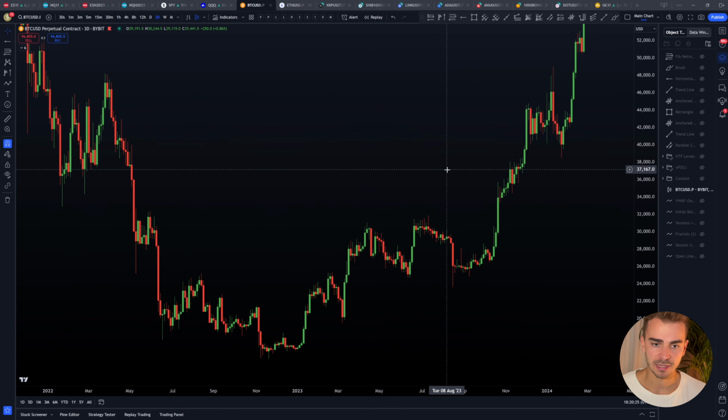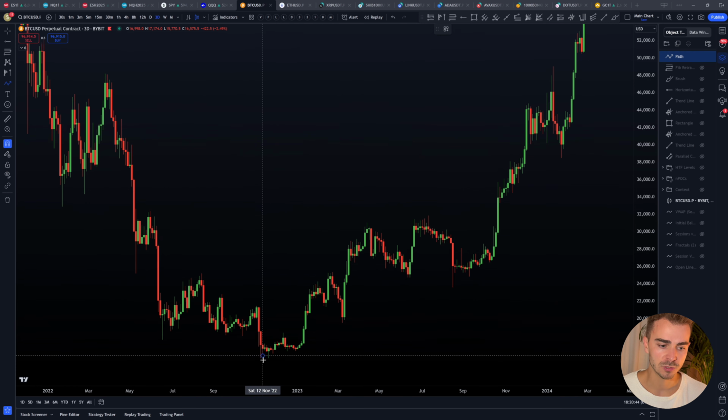So let's have a look at this and actually mark out an uptrend for Bitcoin. What we can clearly see is that Bitcoin is in an uptrend, so we can see price going up. But how do we actually select the pivots for us to decide if this is a valid uptrend? First and foremost, we need a low. This is the low down here at around 16,000.